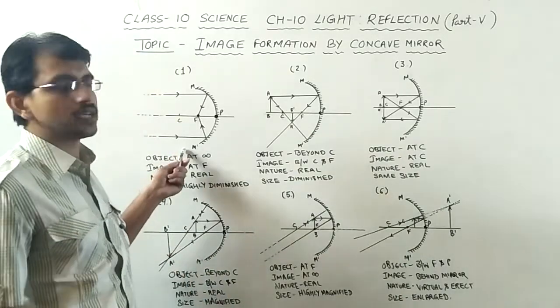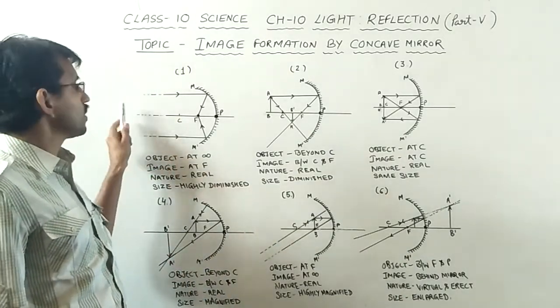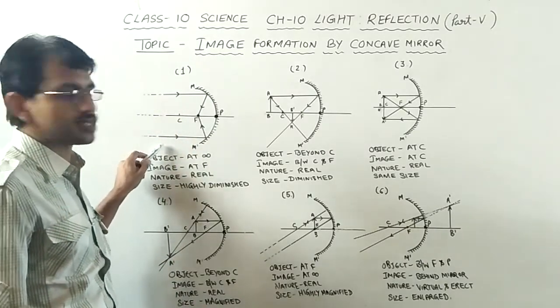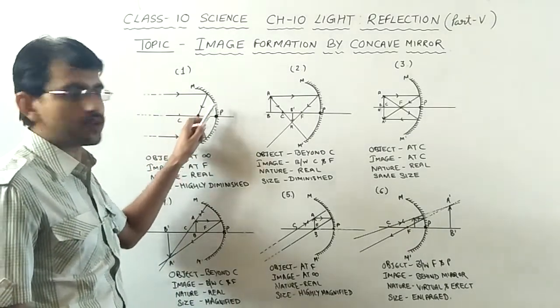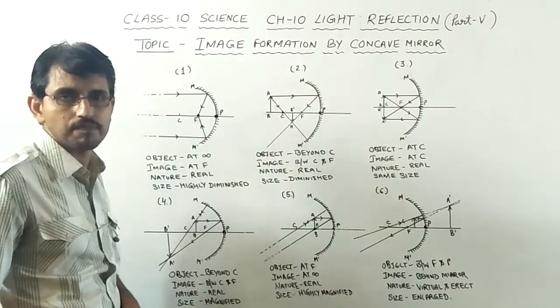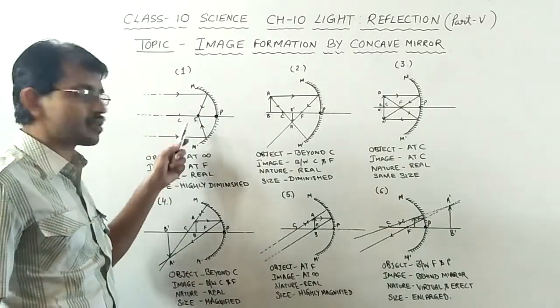Now this is the first case. When the object is at infinity, you can see 2 light rays, one above and one below the principal axis. They are coming parallel, and after reflection they have converged and meet at this point, the focus. So we will get the image at the focus.